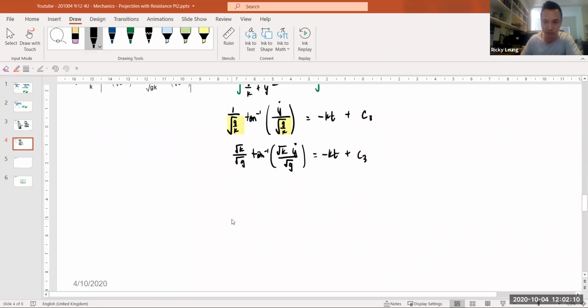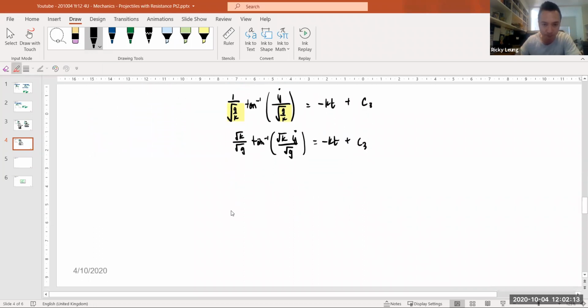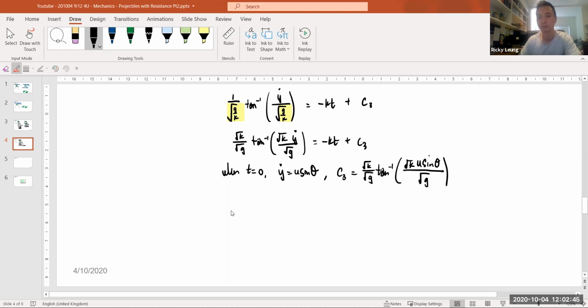So how much vertical space do I have? Quite a lot actually. So when t equals 0, unfortunately the velocity is not 0, otherwise my life would be a lot easier. That term there is 0, so that's gone. This here is just u sine theta, so I can clearly see that c3 equals root k root g tan inverse of root k times u sine theta all over root g. So I'm going to sub this in.